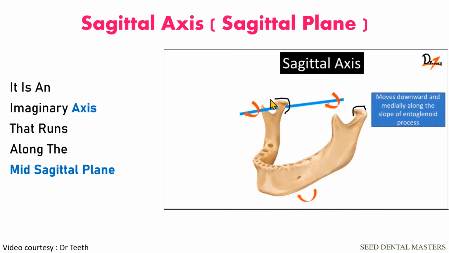So this side of the condyle will move upward and laterally when lateral movement is taking place in this direction, and this side of the condyle will move downward and medially against the slope of entoglenoid process. So as you can see in this picture, this is the entoglenoid process.